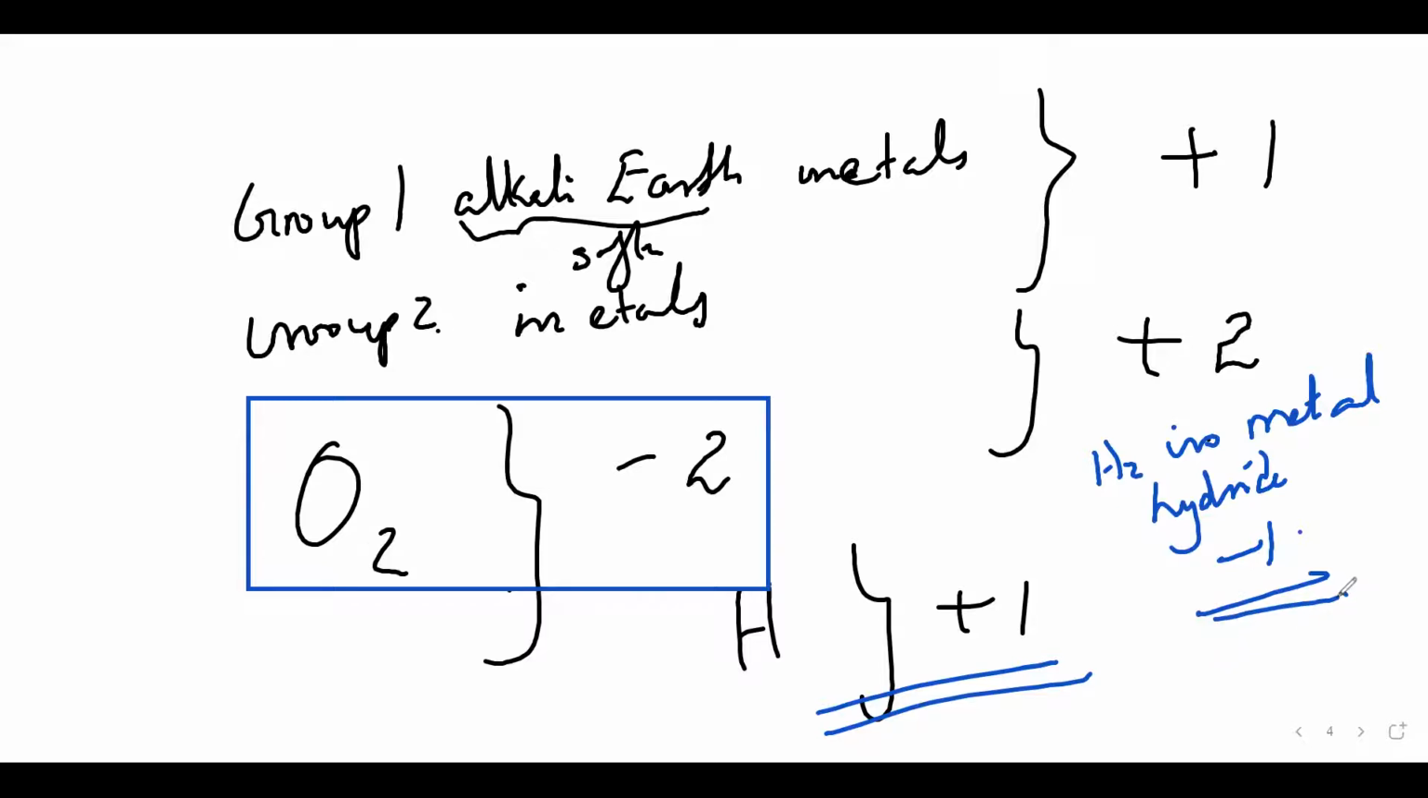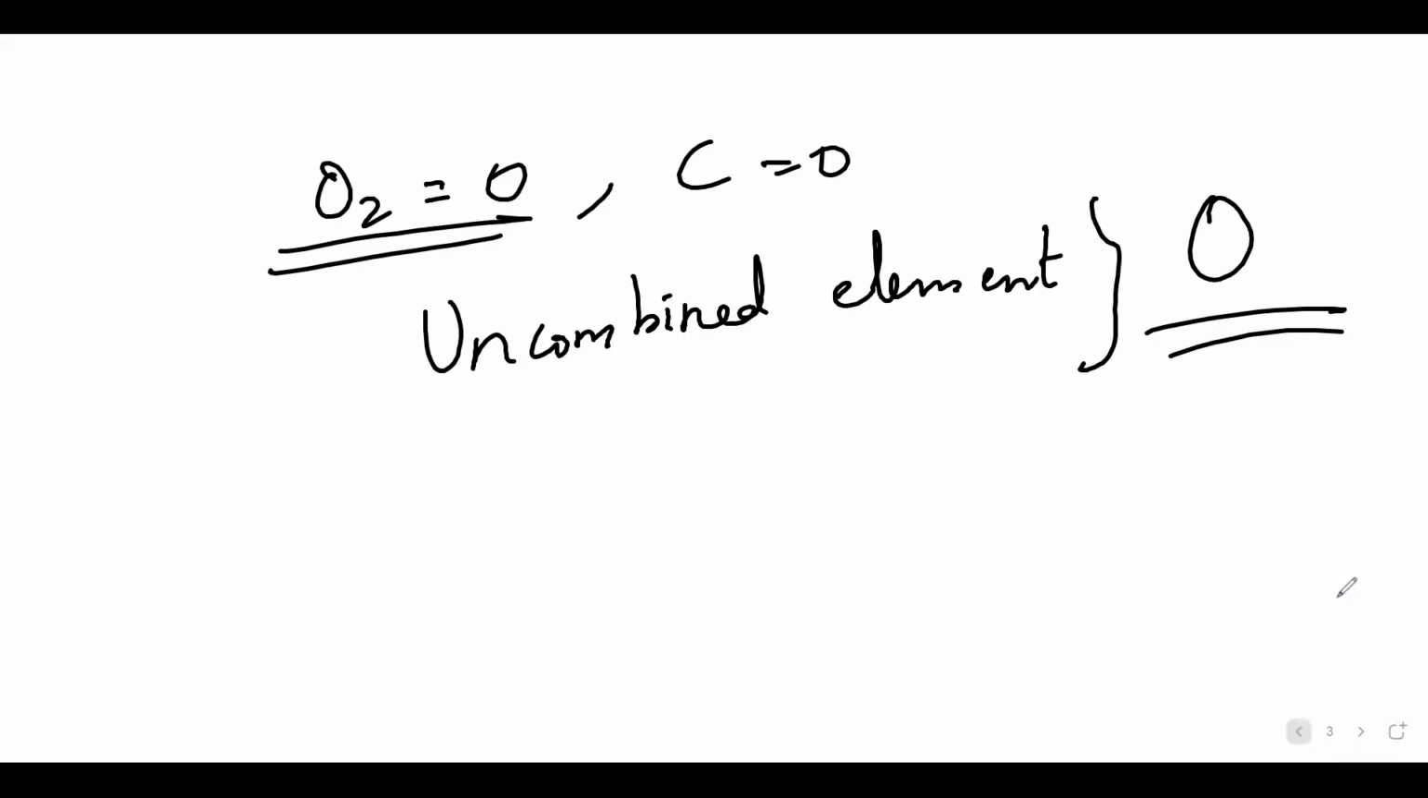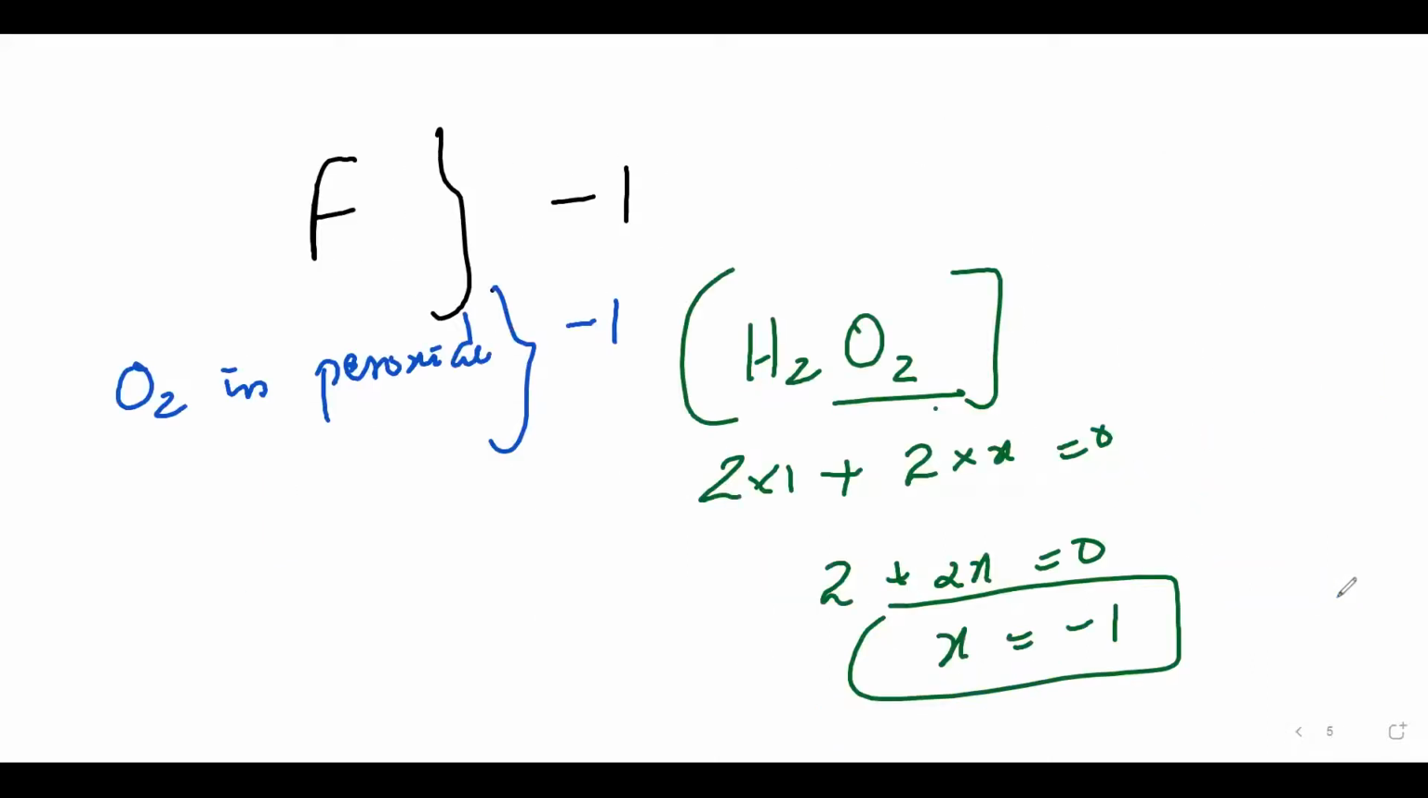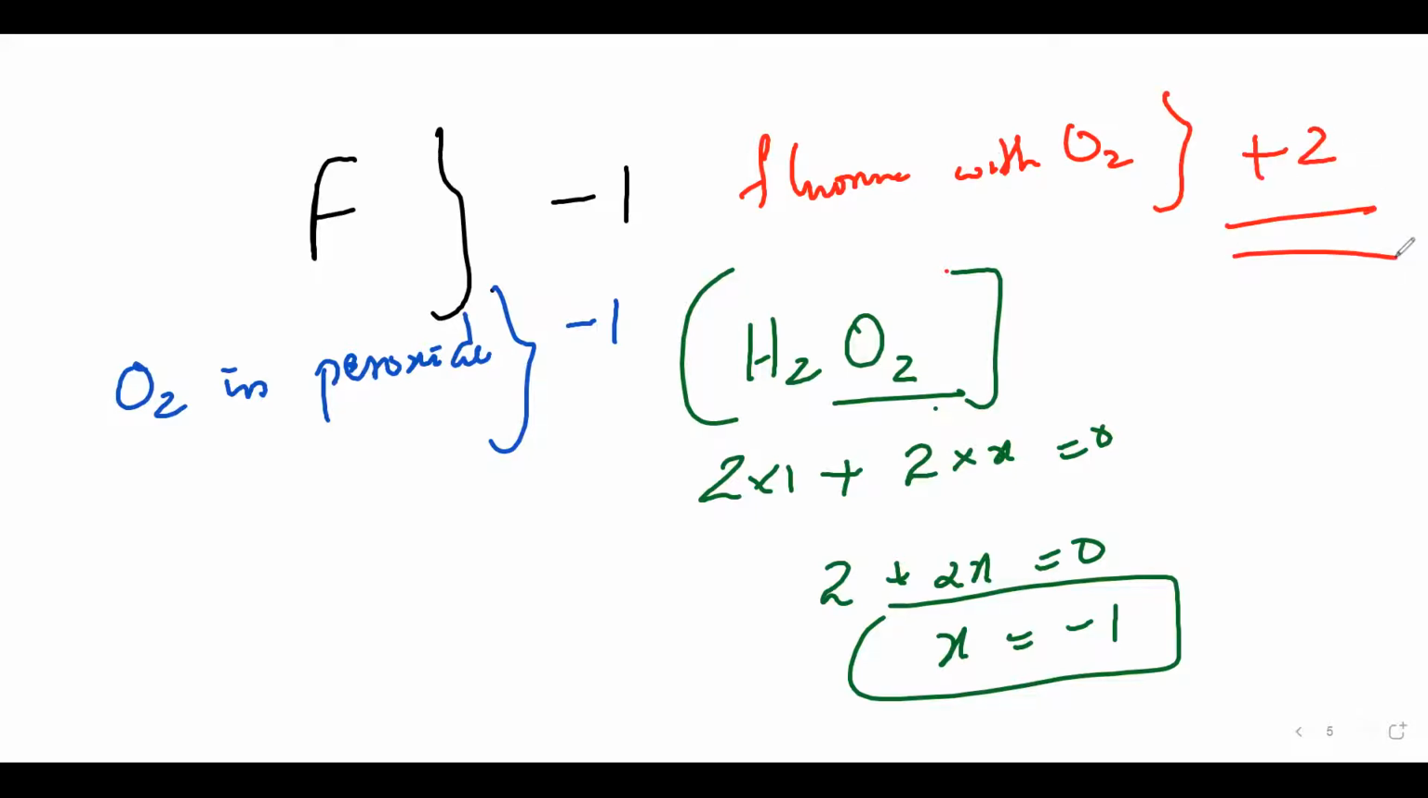And fluorine, when I discussed it here, I told you in most cases it is -1. But whenever fluorine is with oxygen, what is the value? +2. So these are some of the oxidation states or oxidation numbers respectively.